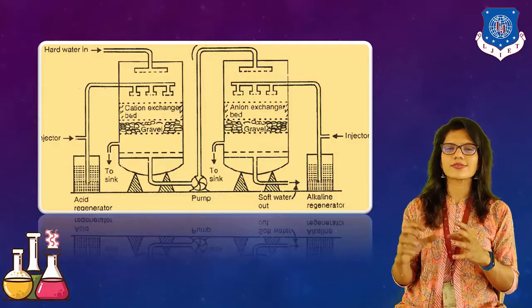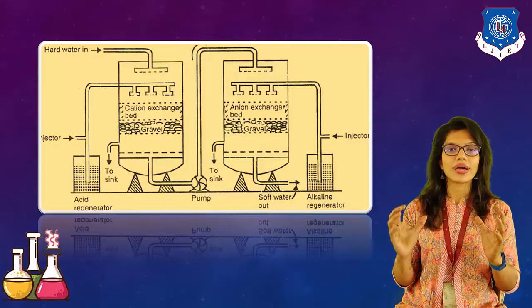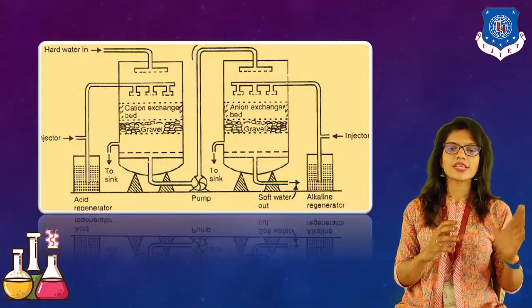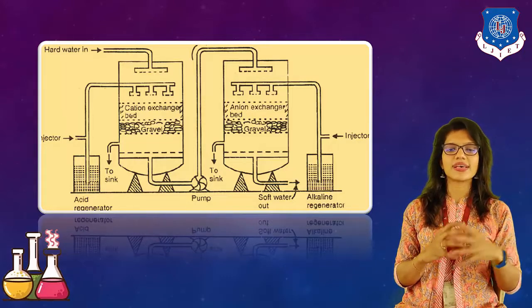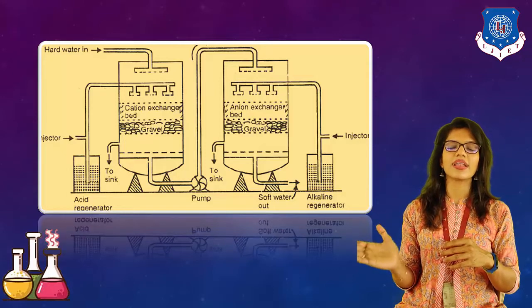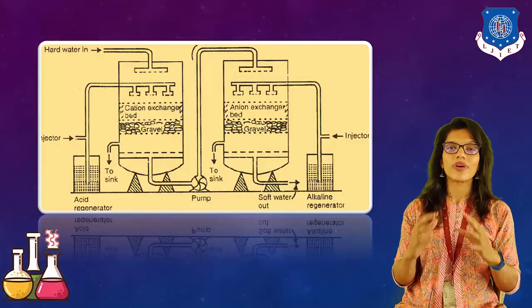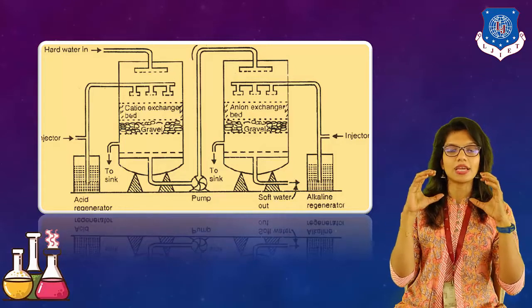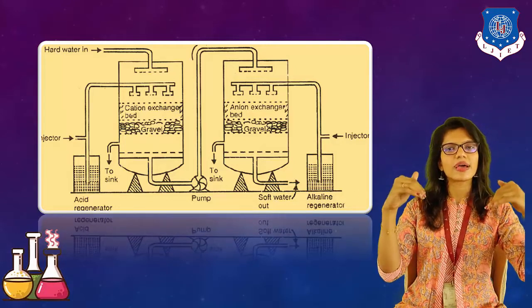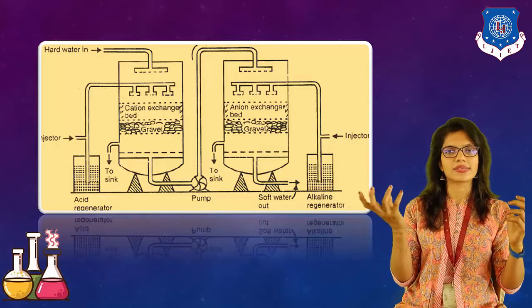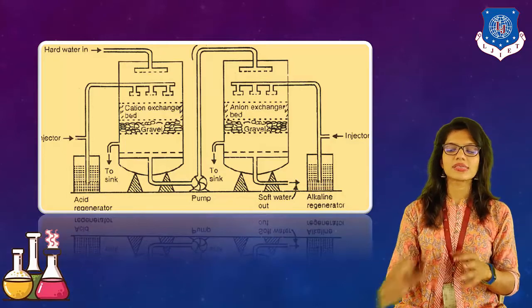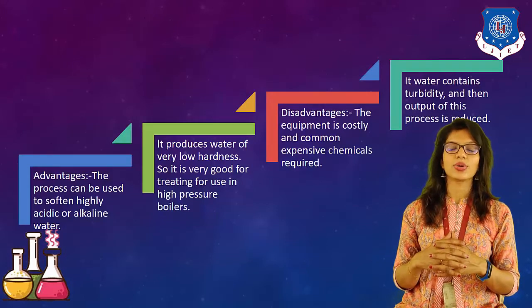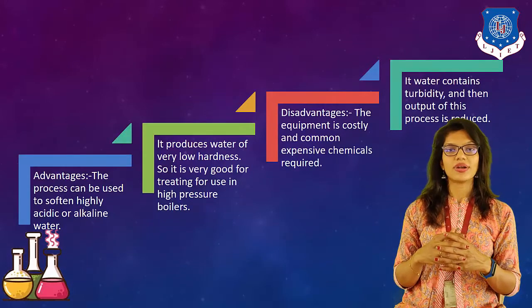This is the process of ion exchange or ion exchanger. Here, as you can see, on the left side we have the acid regenerator, on the right side we have the alkaline regenerator. So when the ion exchangers, cation exchanger and anion exchanger, get exhausted, we revive them using acid and base. We can reuse them. This is their advantage. Okay, so let's see their advantages.